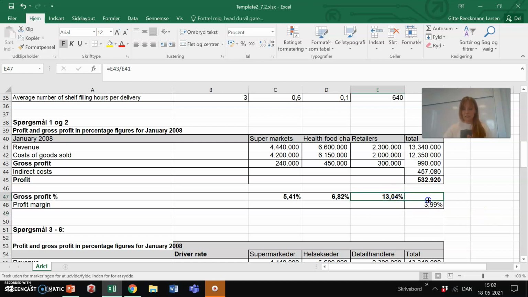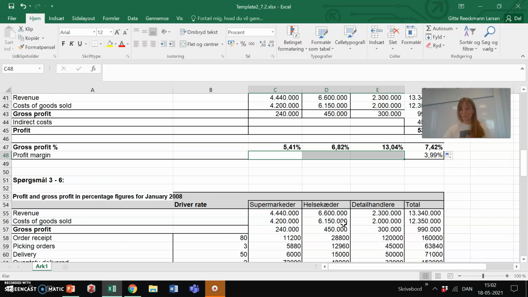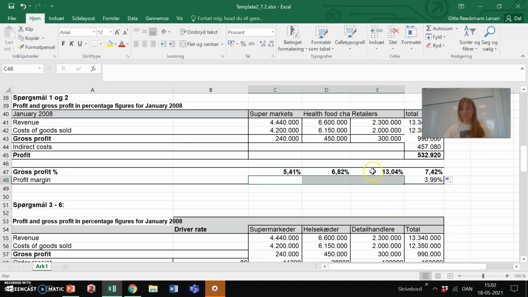And of course we can take the gross profit here. So profit margin in total of 399. Now it would be interesting to be able to do that for all three channels to see where do we actually make the profit. Here it seems that the retailers are the most profitable ones, but it's difficult to see where we actually make the profit because we do not know which of these channels here or which of these objects here uses most of our indirect costs. All right.